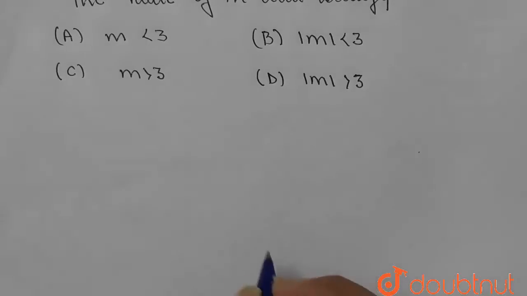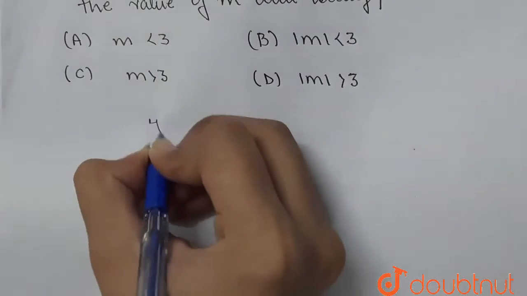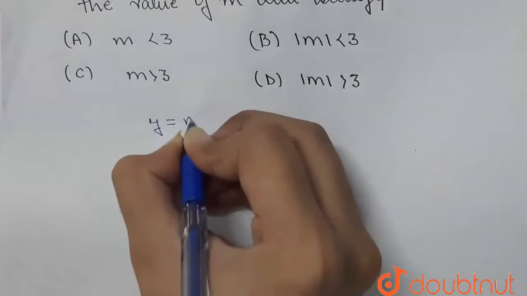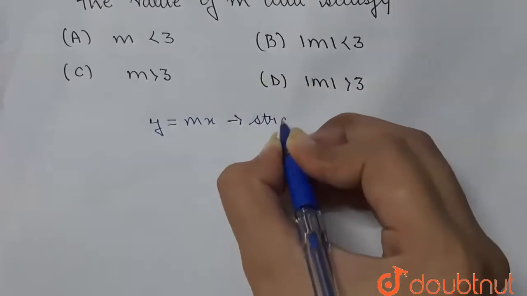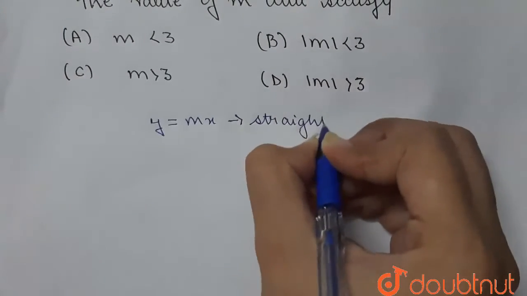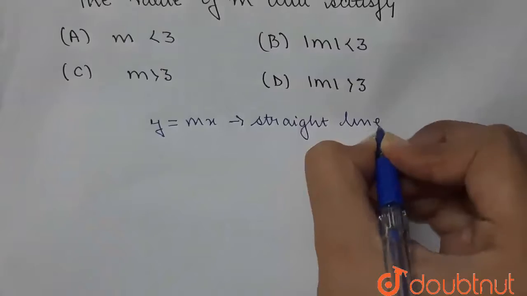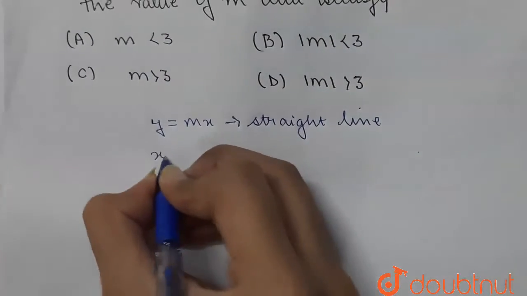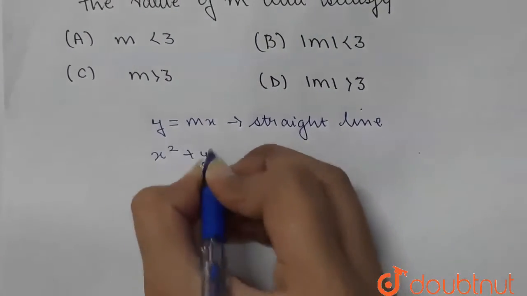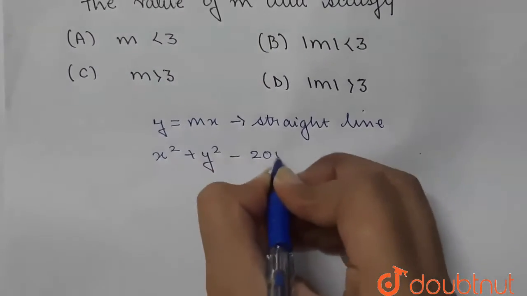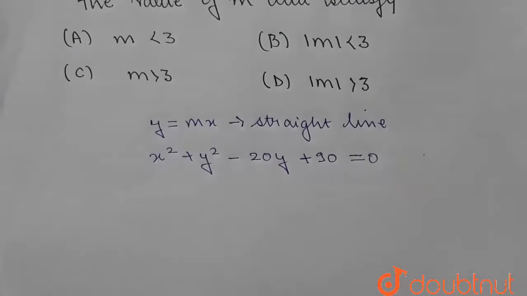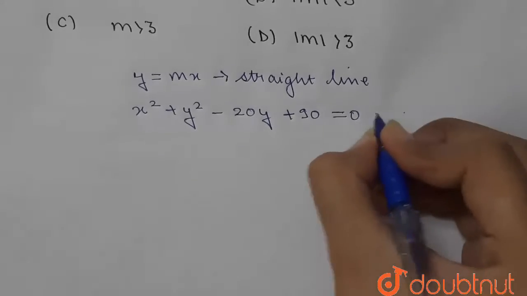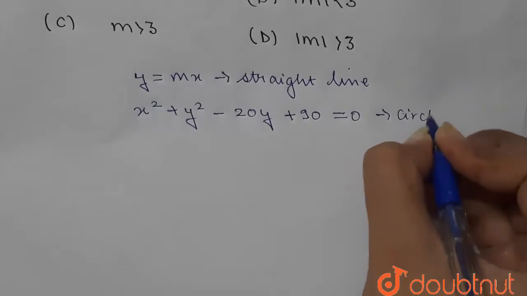So basically, if we try to understand the question, see what are we given here? We are given that y is equal to mx. This is a straight line. And we are given the circle equation, that is x square plus y square minus 20y plus 90 equal to 0. This is the equation of the circle.